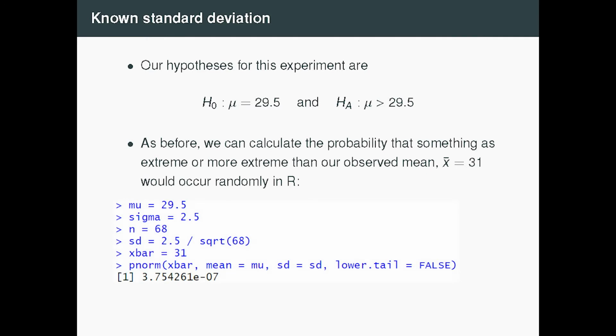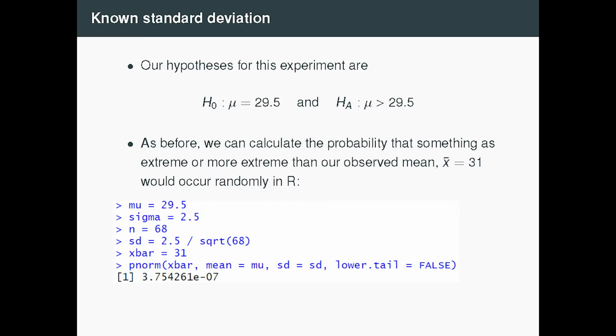Just like before, we can calculate the probability of something as extreme or more extreme than our observed sample of 31 occurring by using R. And whenever we talk about the observed mean, we usually use the letter X with a bar over the top of it. So we can input mu, sigma, we can calculate the standard deviation, and we can calculate X bar, and we put all of that into R, and then we use the pnorm function to calculate the probability. In this case, notice that we get 3.75 times 10 to the negative 7th. That E, again, means times 10 to the whatever power follows it.